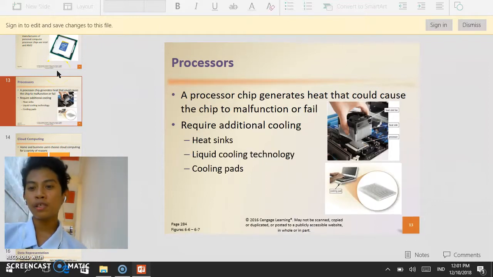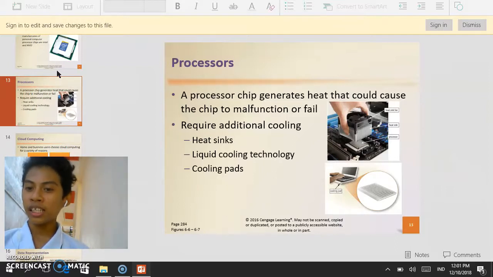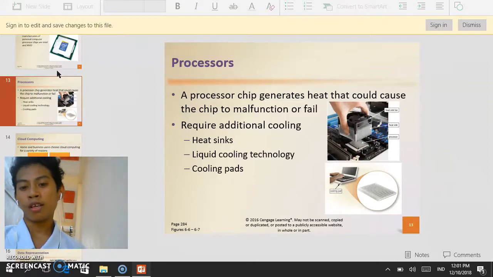A processor chip generates heat that could cause the chip to malfunction or fail. It requires additional cooling: the heat sink, liquid cooling technology, and cooling pads.